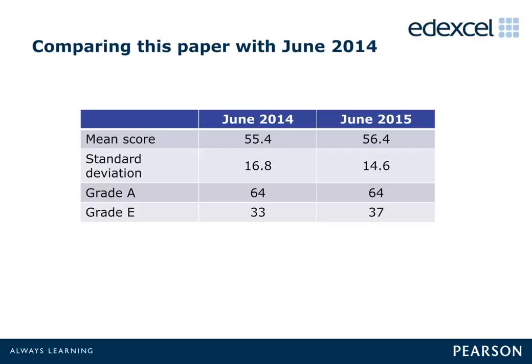Candidate results on this paper were very similar to those in the equivalent paper last summer. These statistics show an increase of 1 mark in the mean score and a small decrease in the standard deviation of the scores. There was no change in the score needed for an A grade, but an increase in the score needed for an E grade.